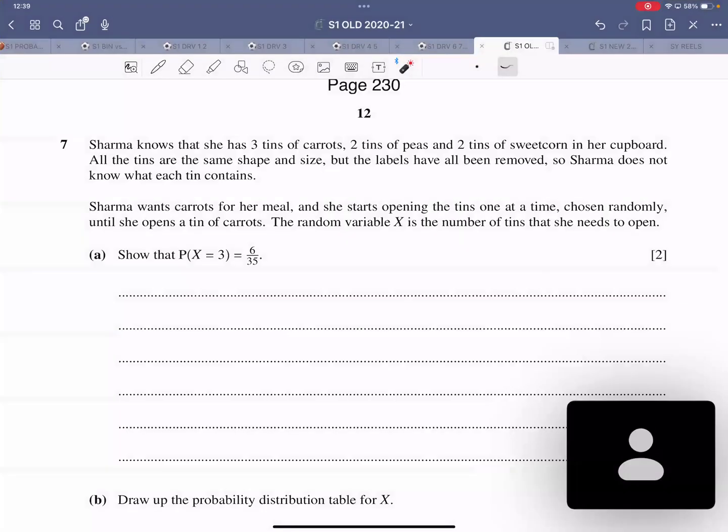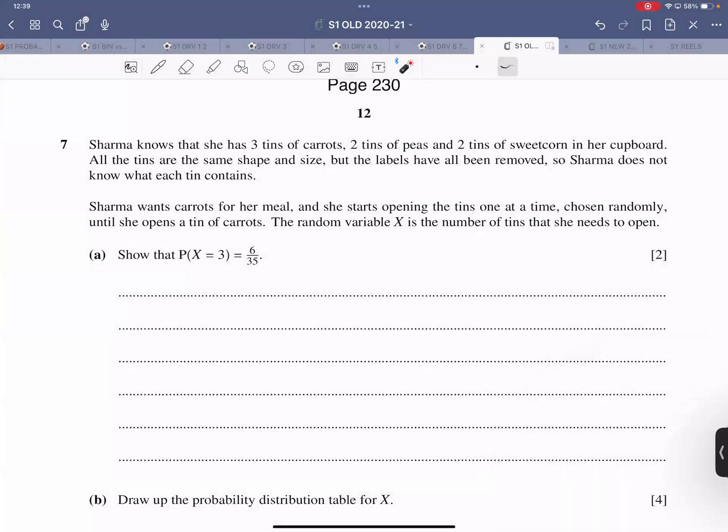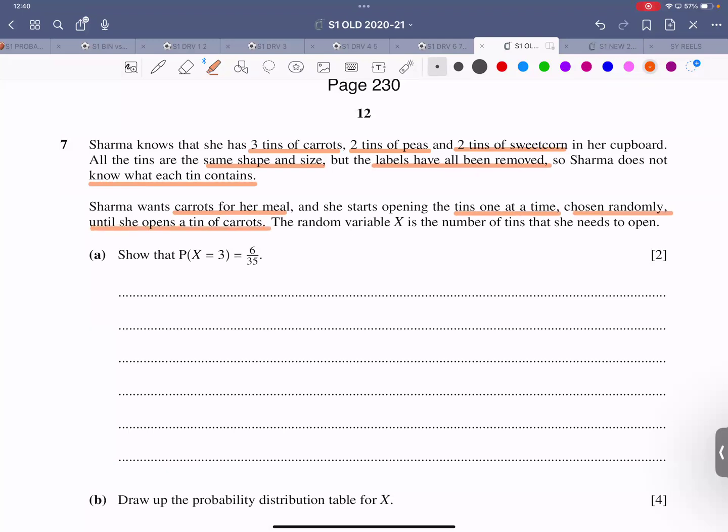So now let's look at the solution of this question. Before that, let's go over exactly what they're asking. Let me start underlining. Sharma knows that she has 3 tins of carrots, 2 tins of peas, 2 tins of sweet corn in her cupboard. All the tins are the same shape and size. That means she cannot distinguish between them. But the labels have all been removed, so Sharma does not know what each tin contains. Sharma wants carrots for her meal, and she starts opening the tins one at a time, chosen randomly, until she opens a tin of carrots.